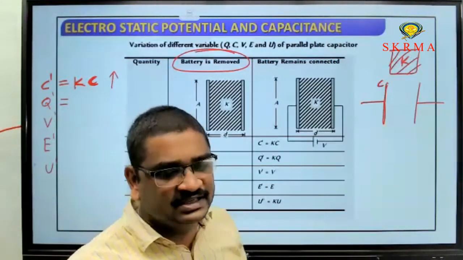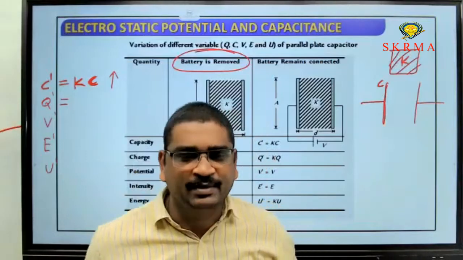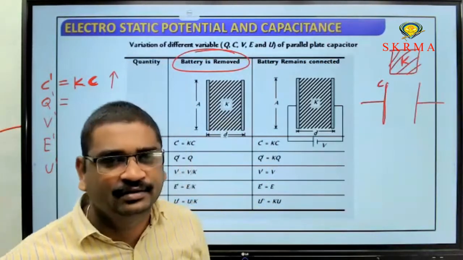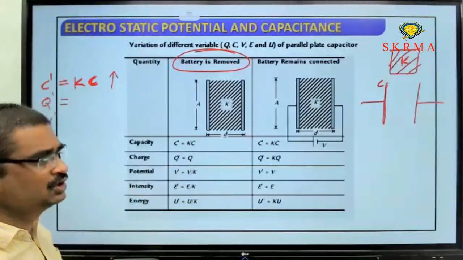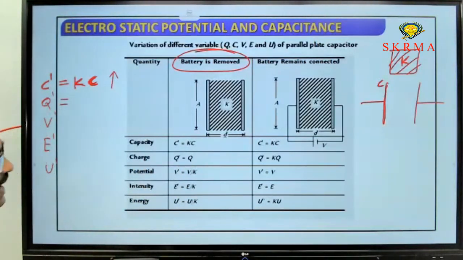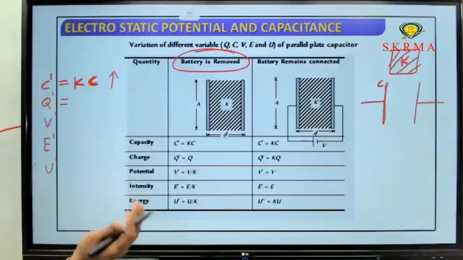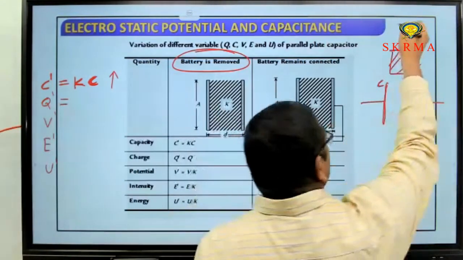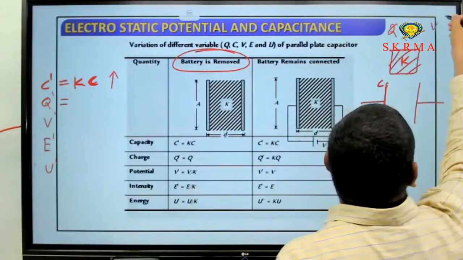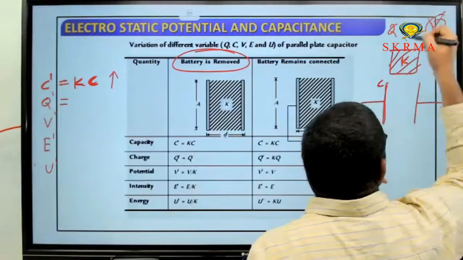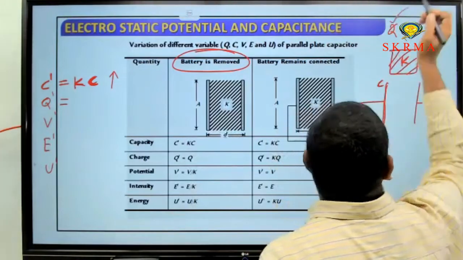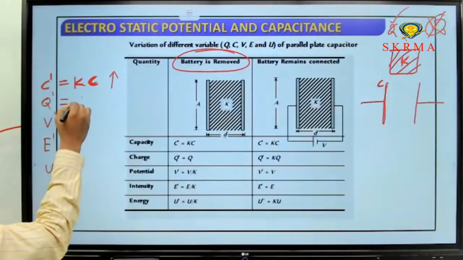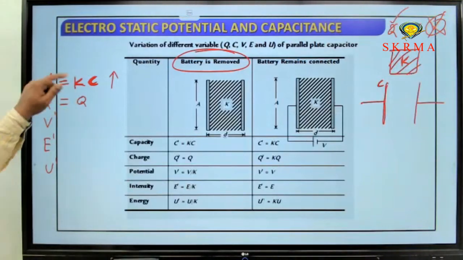What about charge? Here, the battery is not connected. So charge is constant. If the battery is removed, then potential is not constant. What is the other one? The only possibility from the equation Q = CV: battery not connected, so potential is not constant, so the other possibility is that Q should be constant. So Q dash equals Q. This is the main point.